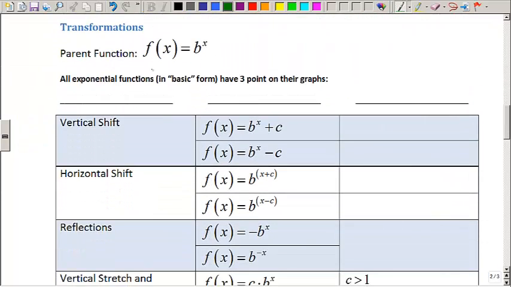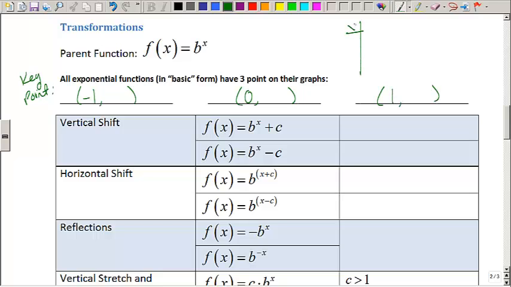So let's take a look at this parent function f of x equals b to the x. If I have this parent function f of x equals b to the x, I'm going to try to find some key points in order to graph it. And once I graph with my key points, then I can talk about my transformations. All exponential functions in basic form will have 3 points on their graph, and we are going to be looking at those 3 points where the x is -1, where the x is 0, and where the x is 1.